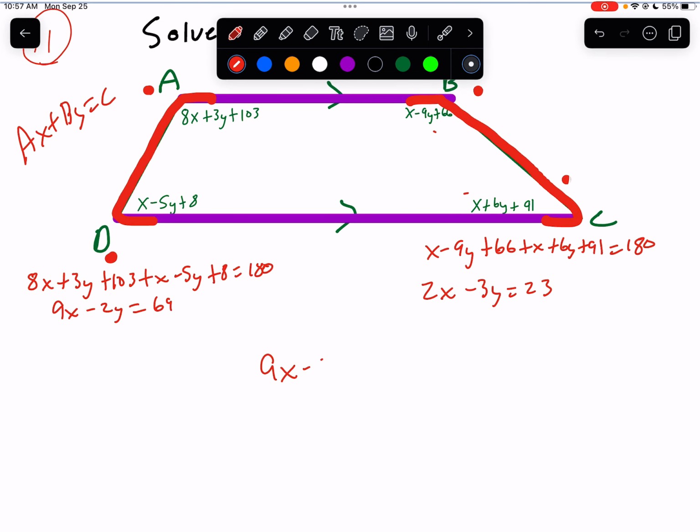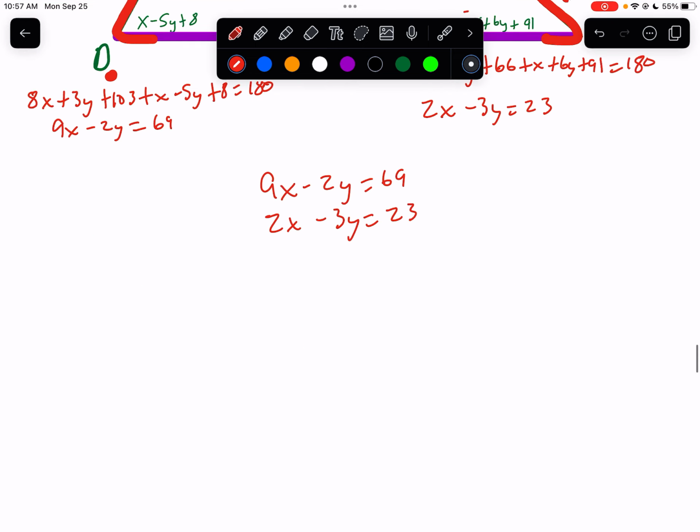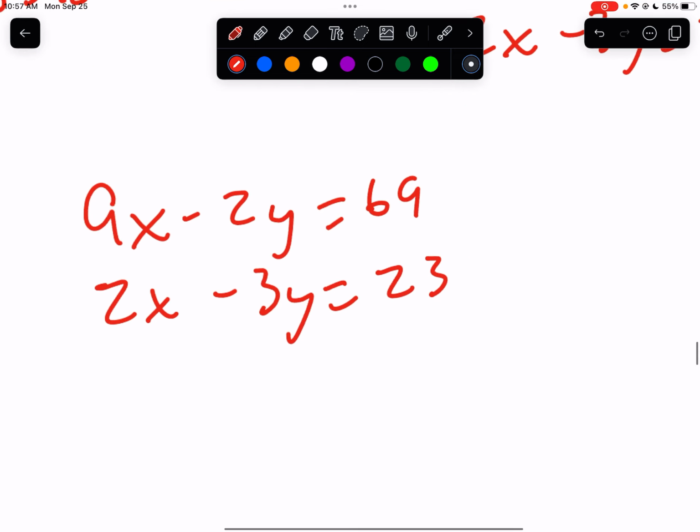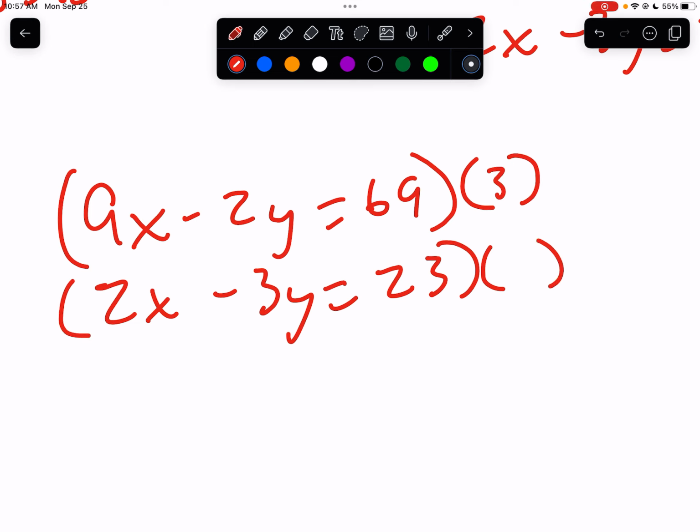So 9x minus 2y equals 69. 2x minus 3y equals 23. And now we need to solve this with elimination. I think it's going to be easiest to make the y values the same number. So I'm going to multiply the top row times 3. And I'm going to multiply the bottom row times negative 2. And what's this going to do? It's going to give me a positive and negative 6 for the y coefficients.